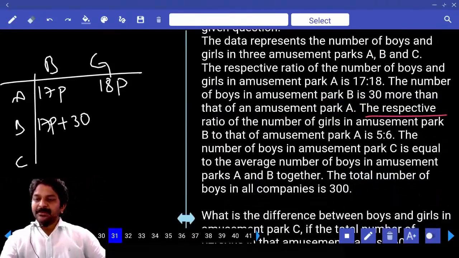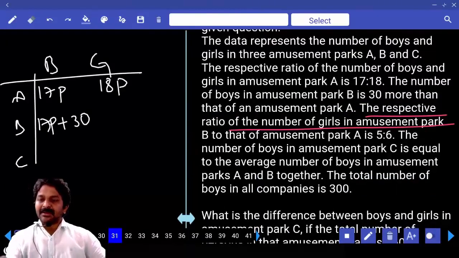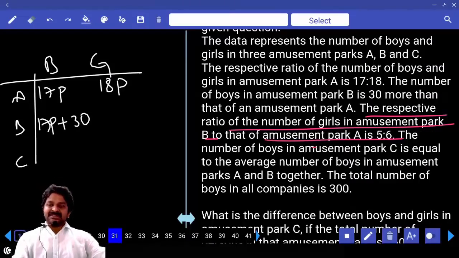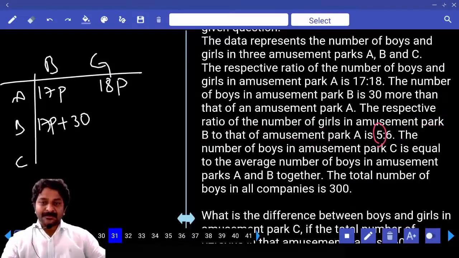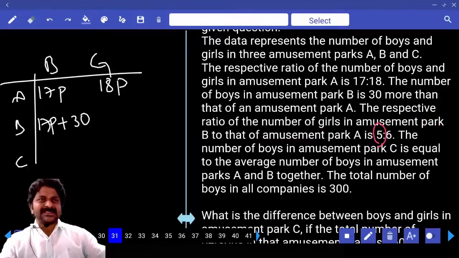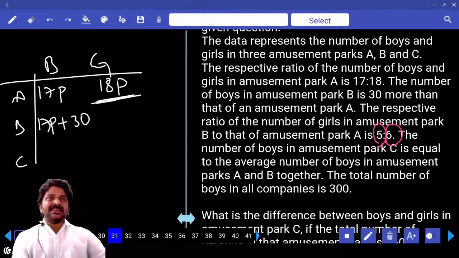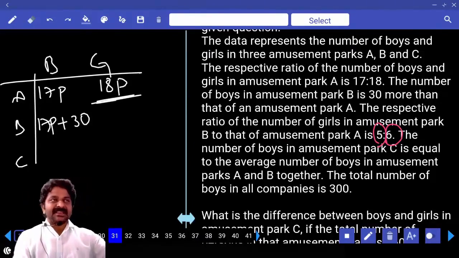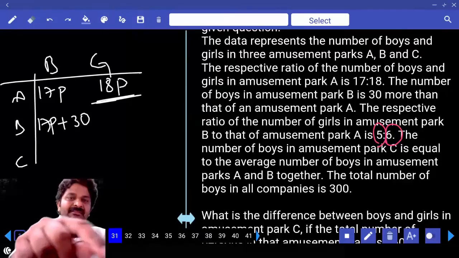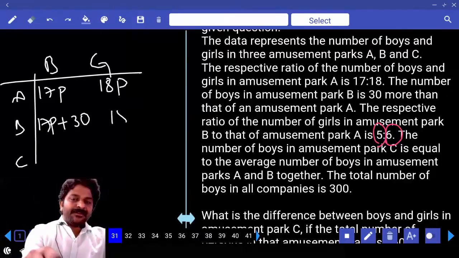Next, the respective ratio of the number of girls in park B to that of park A is 5:6. So park B is 5 parts, let's say 5x, and A is 6x. So 18 parts is equal to 6x. Then x is equal to 3 parts. 5x is equal to 15 parts.